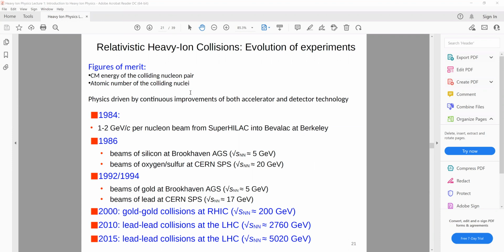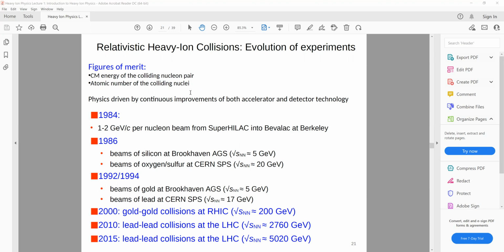Almost at the same time, at CERN, the Super Proton Synchrotron, SPS, accelerated beams of oxygen and sulfur up to an energy of 20 GeV in the center of mass per nucleon pair. In the beginning of the 90s, gold nuclei were first accelerated at Brookhaven in the Alternating Gradient Synchrotron. Again, the center of mass energy was around 5 GeV per nucleon pair, whereas beams of lead were accelerated at the CERN SPS, where the energy was 70 GeV per nucleon pair.